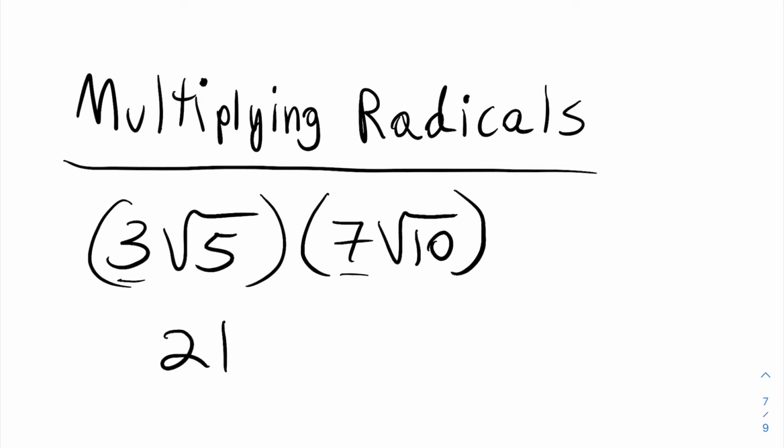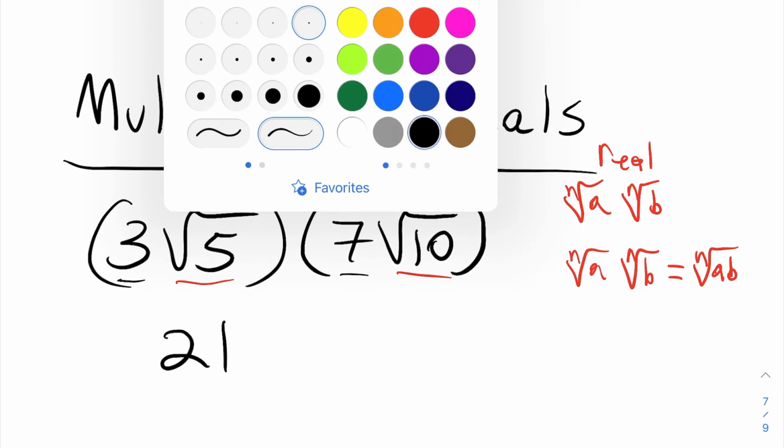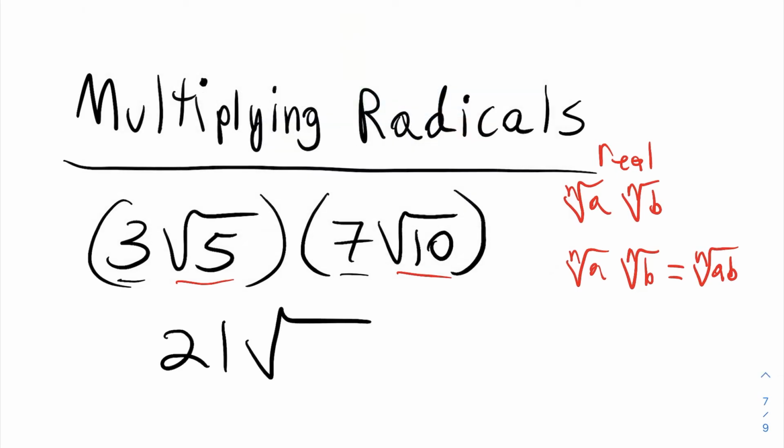Well, to multiply the irrational factors, there's a little rule that we're using. The product rule for radicals says as long as the nth root of A and the nth root of B are real numbers, they have to be real, then the nth root of A times the nth root of B is equal to the nth root of AB. So as long as they don't involve the imaginary unit, when you multiply two radicals like this, you just multiply their radicands together. So we'll get the square root of 5 times 10, the square root of 50.